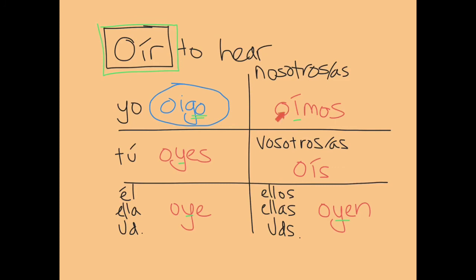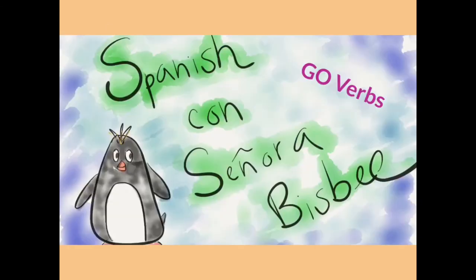Nosotros, nosotras oímos, with that accent that we normally wouldn't find in the nosotros form. Vosotros, vosotras oís. Ellos, ellas, ustedes oyen, with that Y. So that Y sound almost exists here too because the O and the I are combined. So, oigo. And those are go verbs.